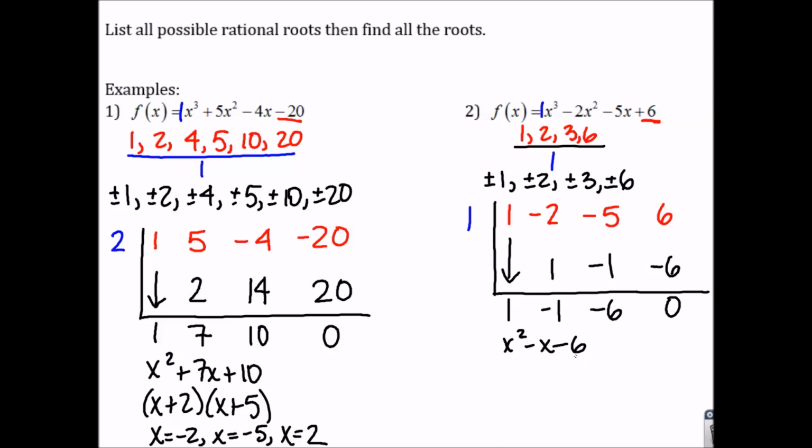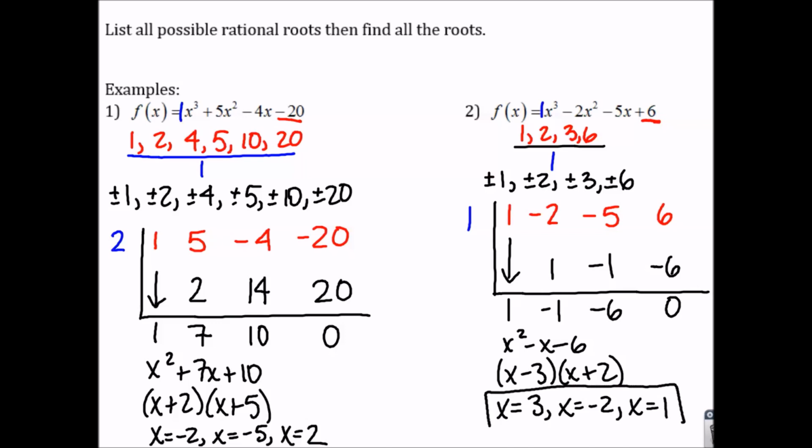Then I just need to factor and solve. So my factors are x minus 3, x plus 2. So my roots are x equals 3, x equals -2, and don't forget the one I found by synthetic division, x equals 1. So that's how you use the rational root theorem and synthetic division to find the roots of a polynomial.